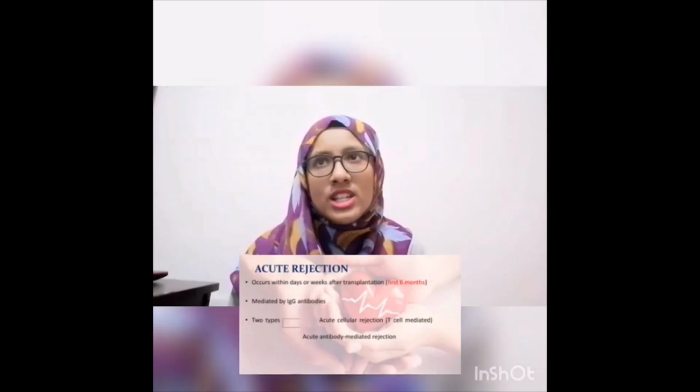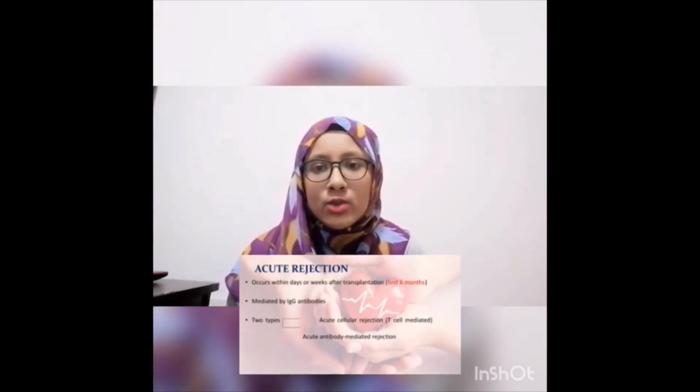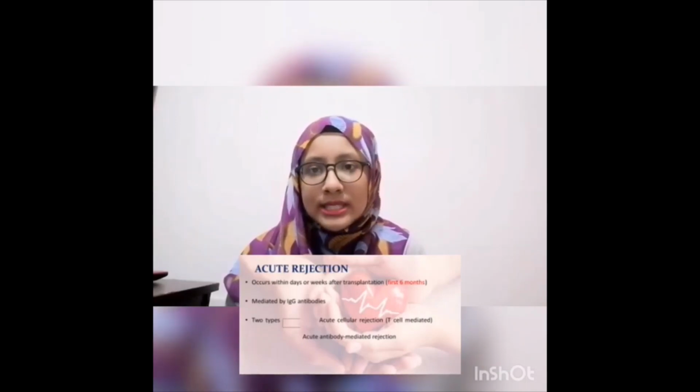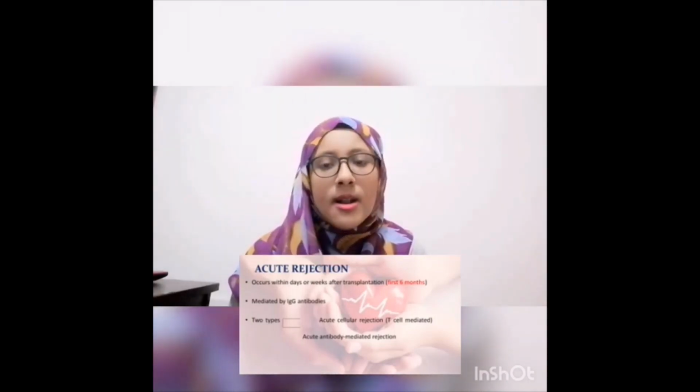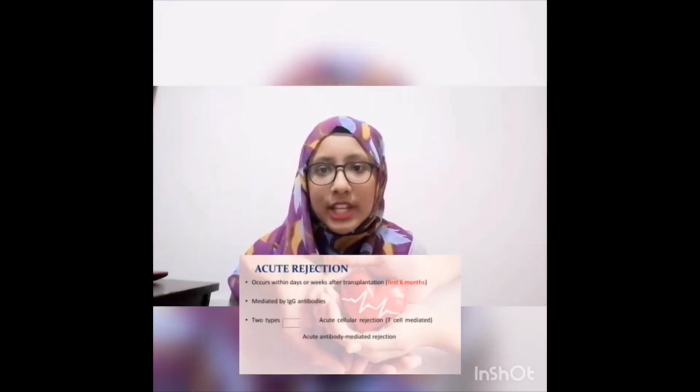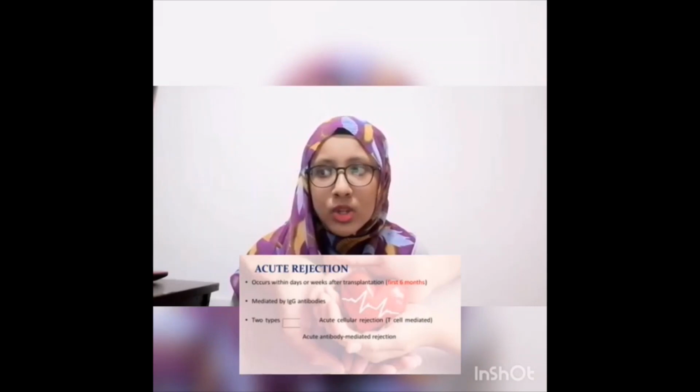The next one, acute rejection, occurs within days or weeks after transplantation, usually within the first 6 months. It is mediated by IgG antibodies. It has two types: acute cellular rejection, known as T-cell mediated, and acute antibody mediated rejection. For acute cellular rejection, the activated CD4 plus T-cell will secrete cytokines. These cytokines will activate the macrophages and lymphocytes. As a result, there will be inflammation inside the graft due to massive infiltration of these macrophages and lymphocytes. Besides that, there will be an increase in vascular permeability and local accumulation of mononuclear cells. As for acute antibody-mediated rejection, anti-donor antibodies will be produced after the transplantation. The antibodies produced will cause microvascular endotheliitis and interstitial inflammation.